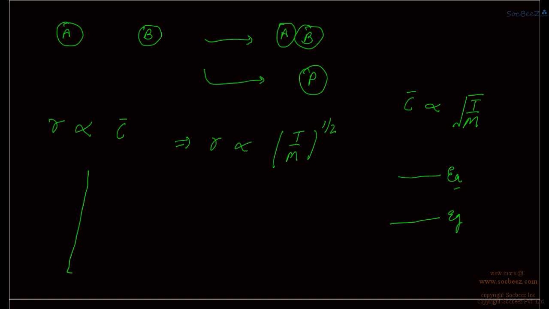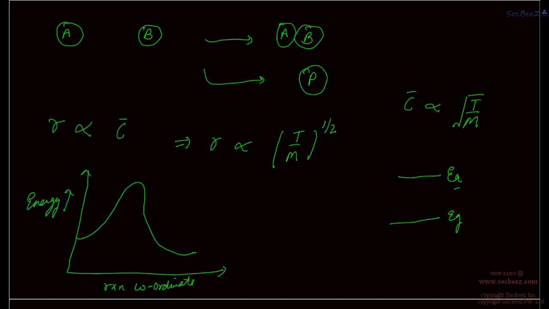If we draw the progress of any reaction, with energy on the y-axis and reaction coordinate on the x-axis, then the reaction takes place like this, in this manner. This is the energy of reactants, this is the activation energy, and this is the energy of products. Here we call delta H as ER minus EP. Okay, delta H of this reaction.